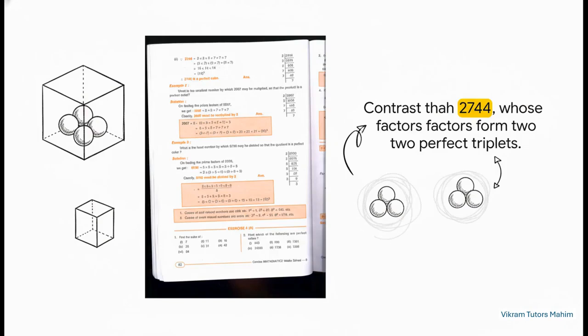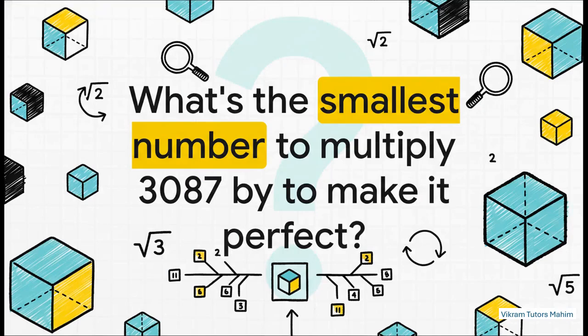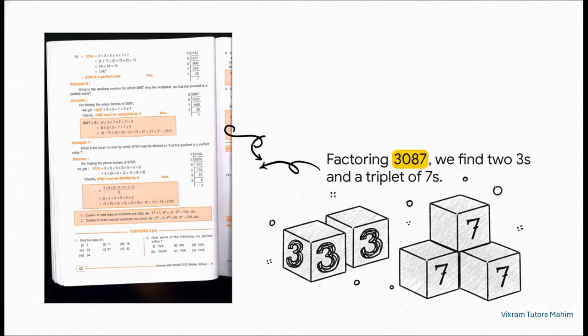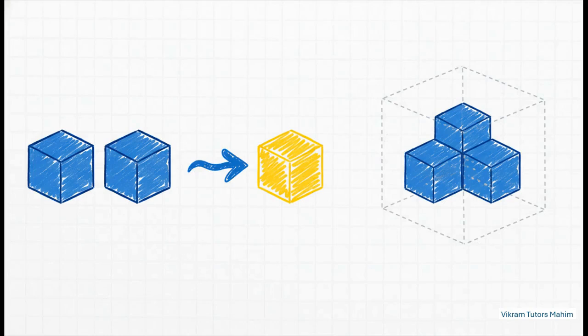But now look at 2744. Its factors form 2 perfect triplets. That's a perfect cube. Okay, let's put this to the test. How can we make 3087 a perfect cube? When we factor it, we find a perfect triplet of 7s, but only 2 3s. So we're just missing 1 3 to complete the set. All we have to do is multiply by 3.